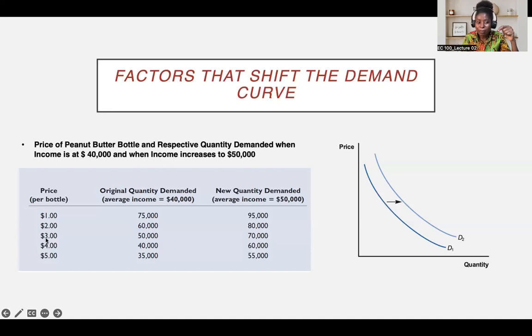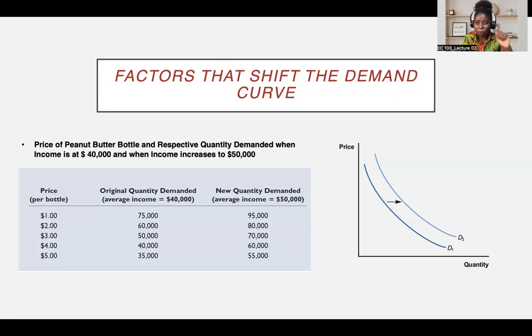So you will see that at the same price of $3, instead of 50,000, you now have 70,000. If we bring this to the table and draw this new demand curve, this is what we are going to have, something like this. At the same price, you have more people demanding more. So this shift of the demand curve is due to the increase in income.